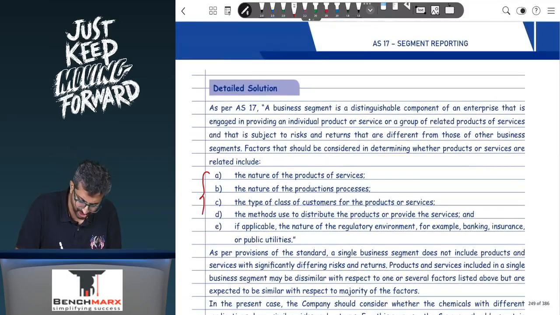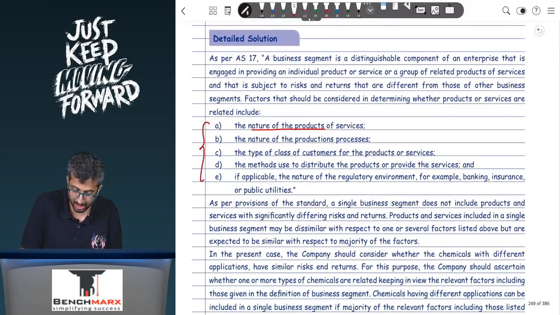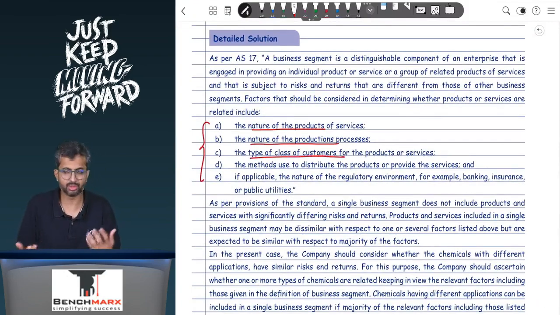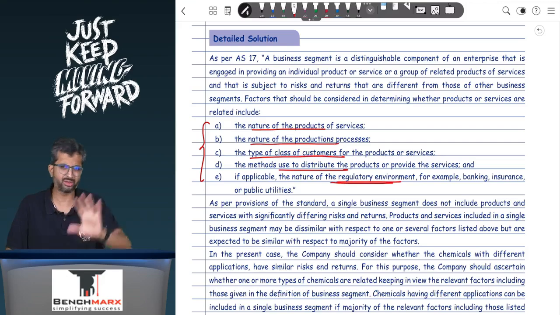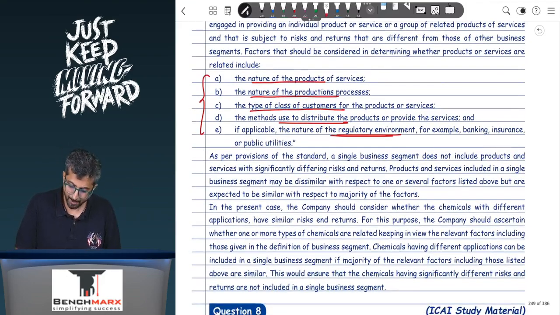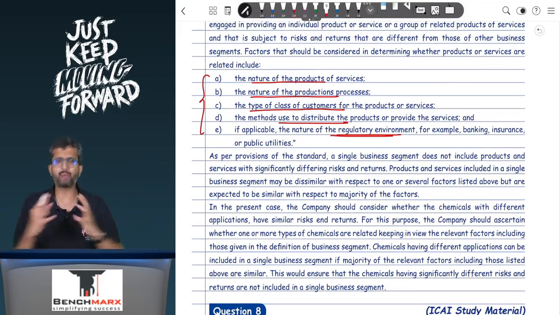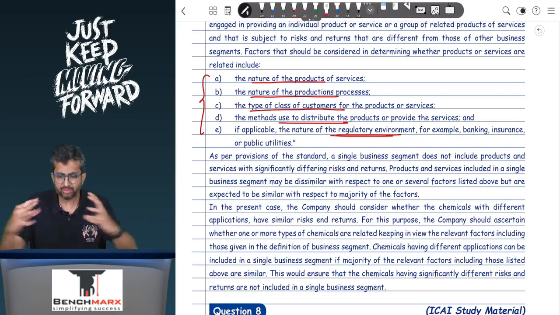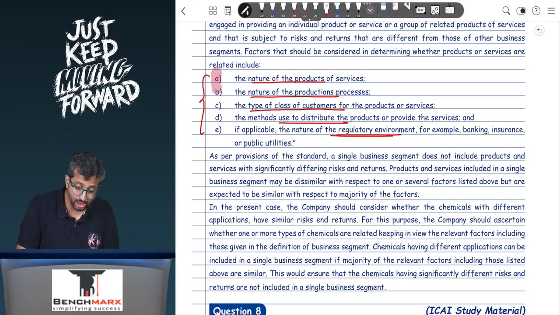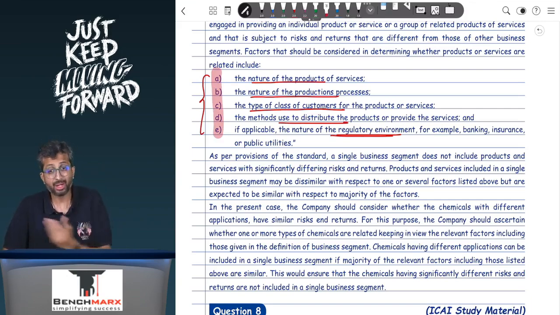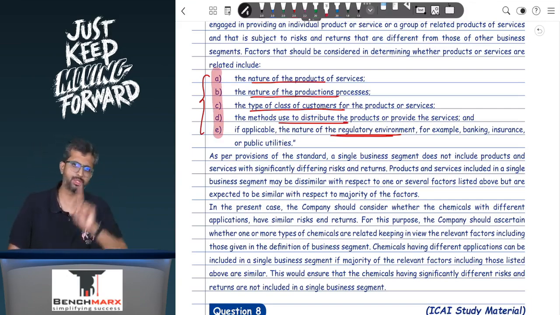You will look at these 5 criteria that we had discussed earlier. You look at the nature of the chemicals, that is the products, nature of the production process, type and class of the customers, like we had discussed about truck drivers versus car drivers, and methods to distribute, like OTT versus your usual TV, and if applicable, the regulatory environment. So basically over here there is a lot of literature that the institute has given in its RTP, but generally you can club the chemicals if you believe that these chemicals, even if they have different applications, are majorly common on these 5 factors, but if they are majorly different on these 5 factors, then you cannot club it, you will have to show it separately.